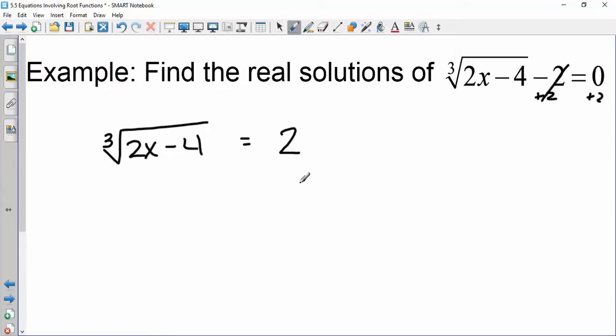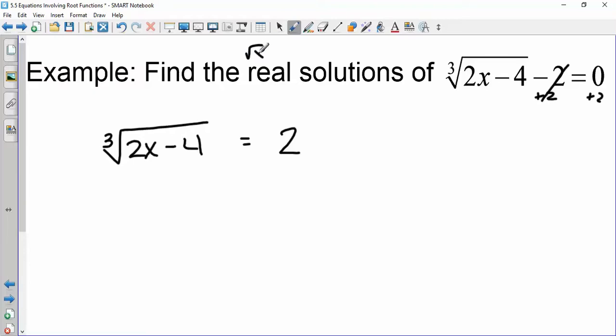Then we need to undo the radical. We want it to go away. This is a cube root. Okay, if it were a square root, how would you get rid of a square root? What would you add to each side?